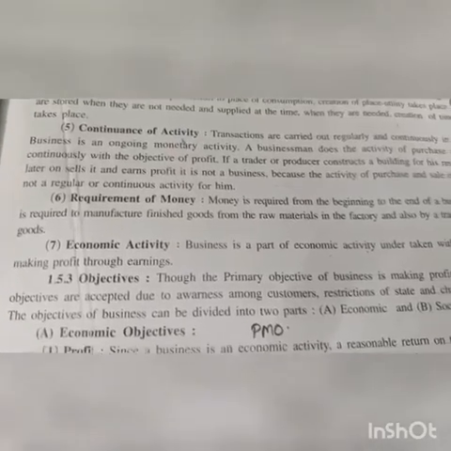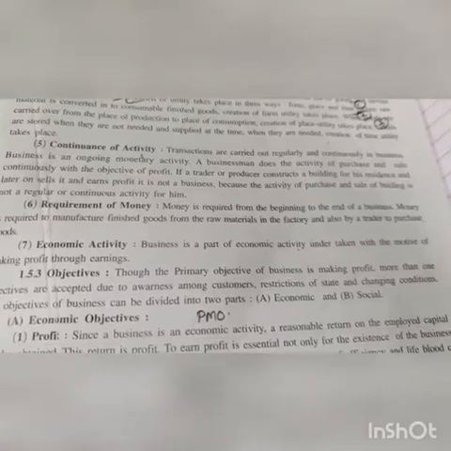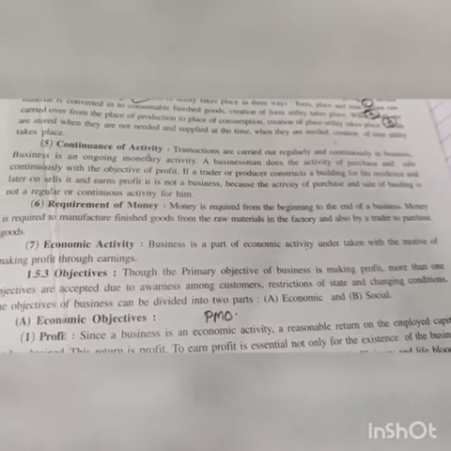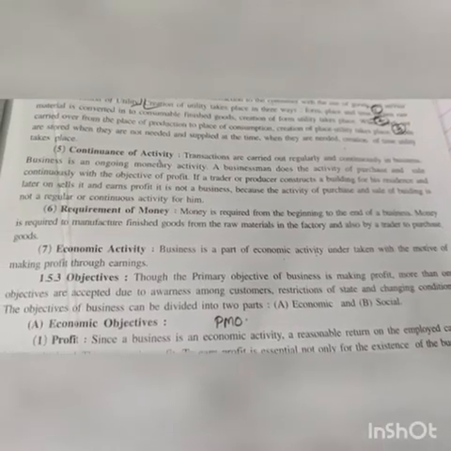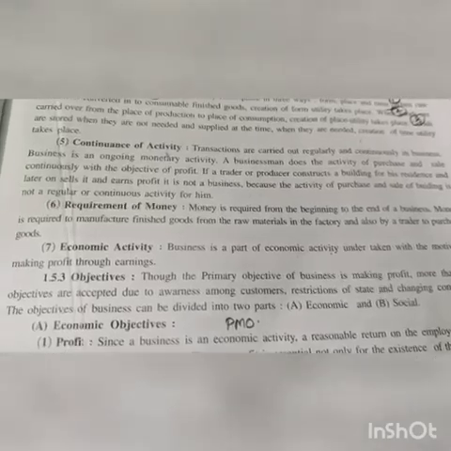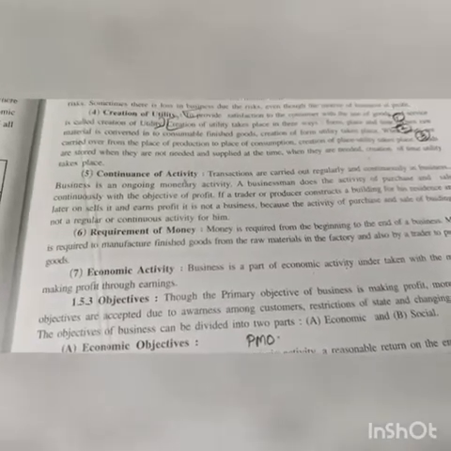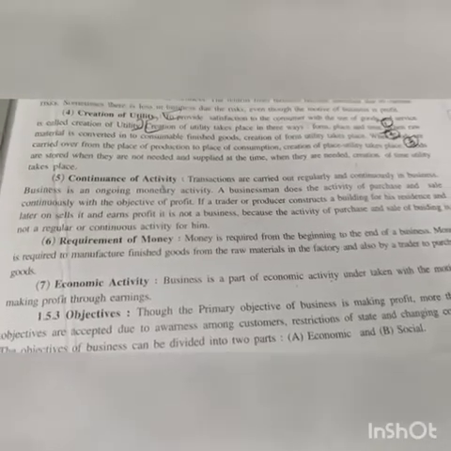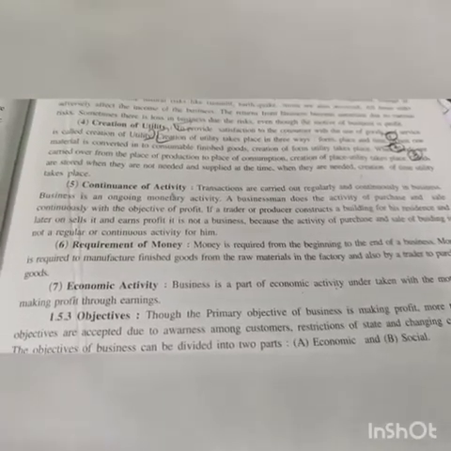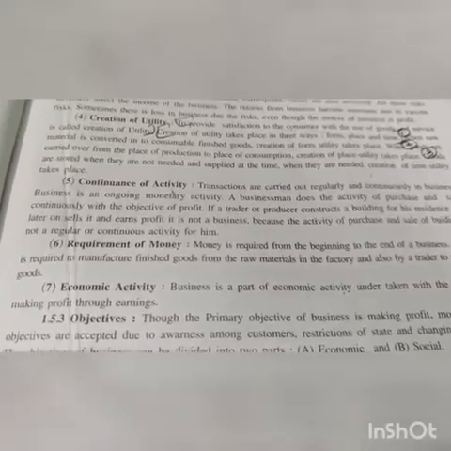Seventh point we'll see, that is economic activity. Business is a part of economic activity undertaken with the motive of making profit through earning. As money is at the center, all the activities are treated as economic activity. So here the characteristics of business are getting over.